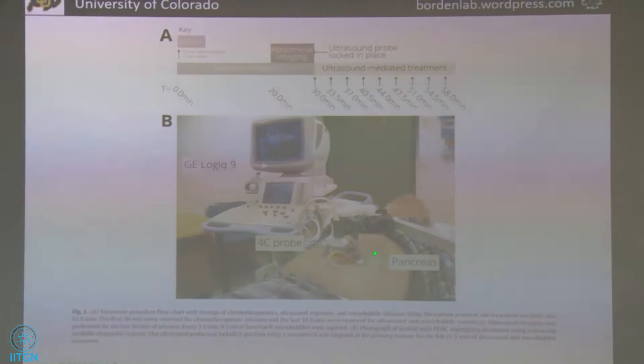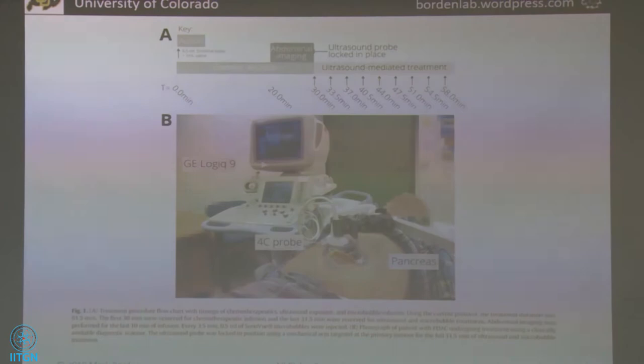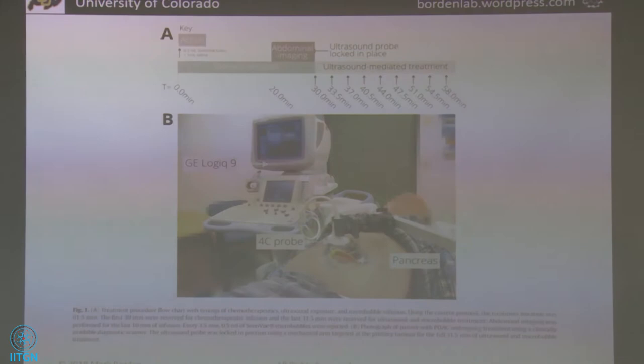It's curved, which means, since it's got a convex shape, it tends to spread the ultrasound waves more and get a wider field of view. And they're focusing on the pancreas, there's pancreatic cancer. Now, there's a real patient here, and then there's like a cartoon here. So it's kind of confusing.